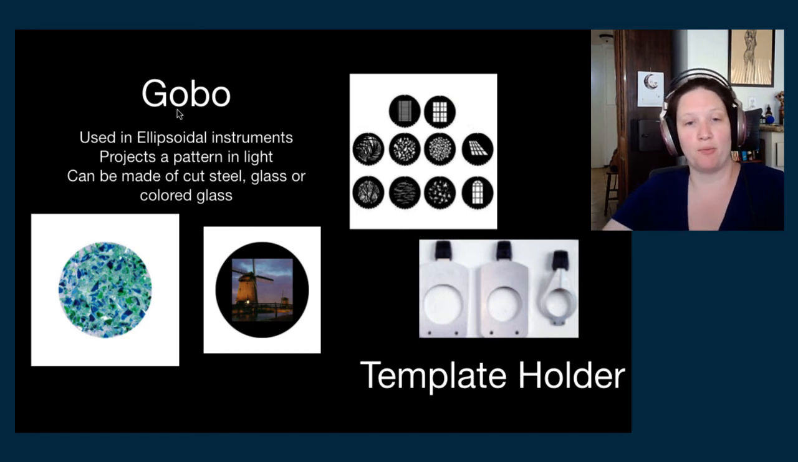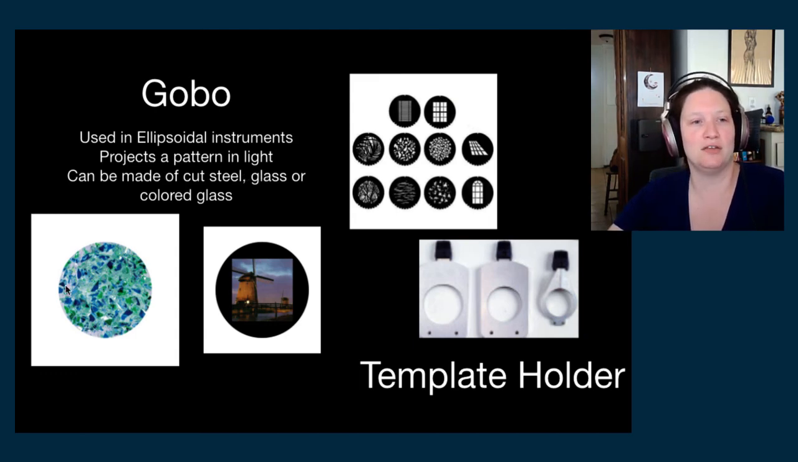Gobos. So these are pattern templates, right? We call them gobos. And they're used in ellipsoidal instruments, or ellipsoidal reflector spotlights. They project the pattern in light. And so they can be made of several different materials. They all have to be able to withstand high heat.